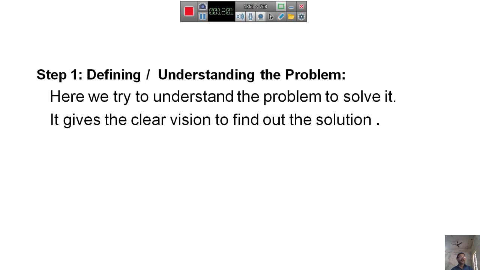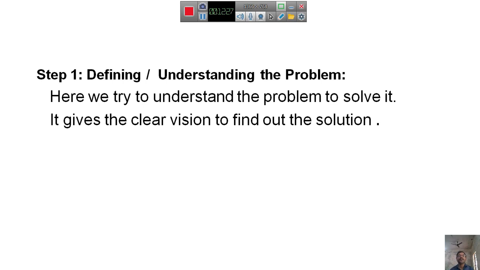So it means that when you understand the problem clearly, then only you can find out the solution. Without understanding the problem, how can you find out the solution? Is it possible? No. So when we understand the situation, a problem is nothing but a work or a situation, so we have to understand it very clearly.